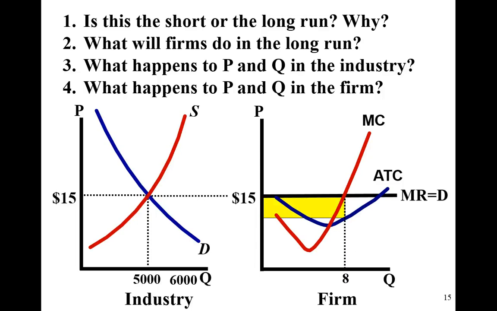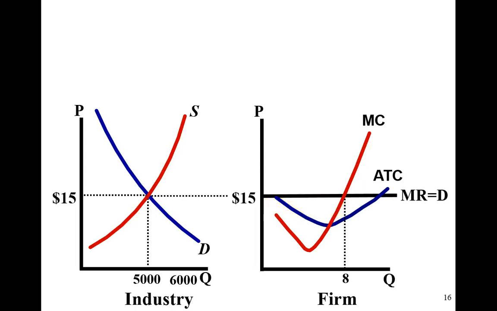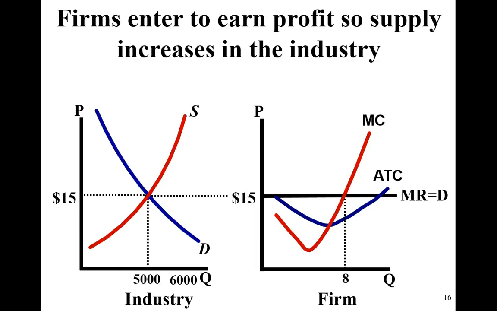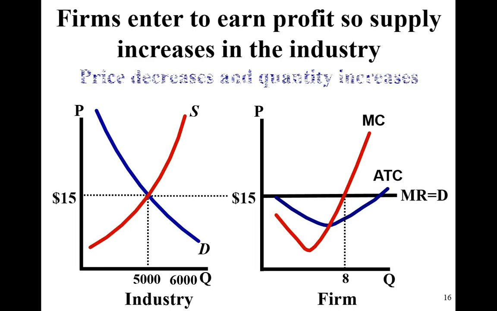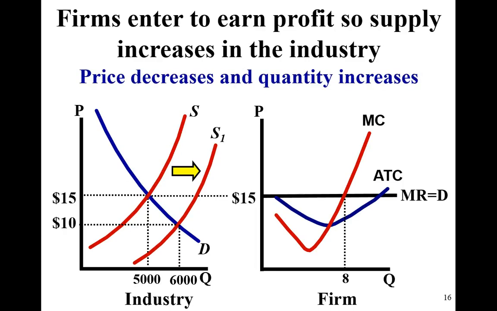Okay, you can see that we have a profit because MR equals MC, drag it down to ATC. That yellow box is going to be our profit. So what do you think is going to happen to the price and the quantity in the industry? Well, if there's profit to be made, do you think firms are going to enter? Absolutely. They want to make more money. So firms enter to earn profit. So supply, the number of sellers, is going to increase.